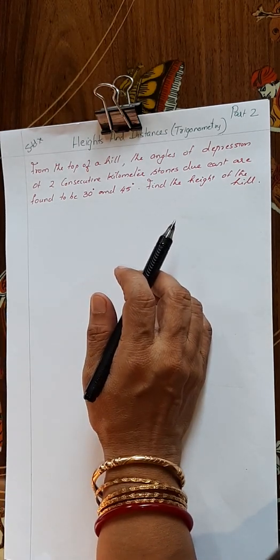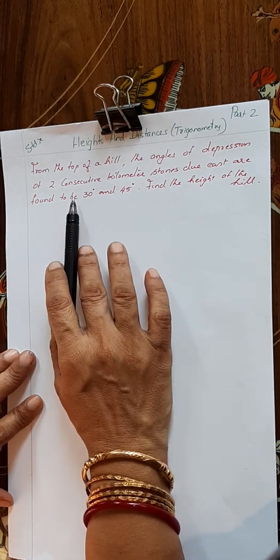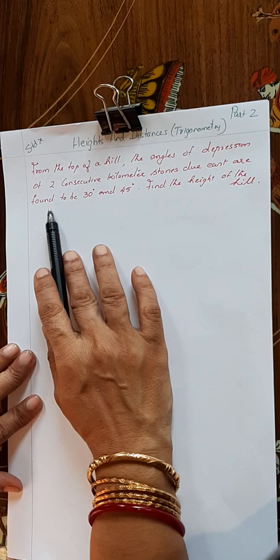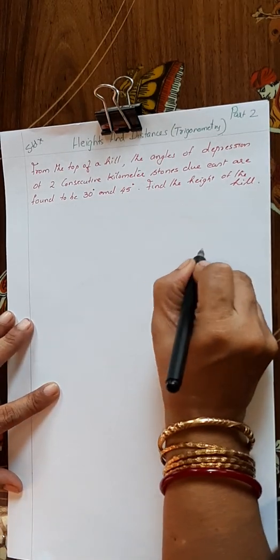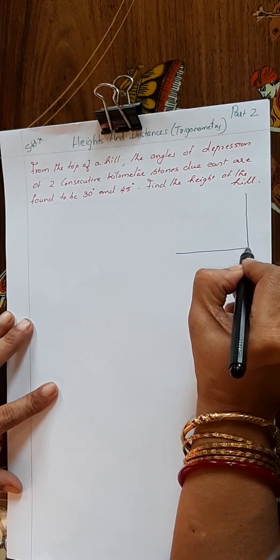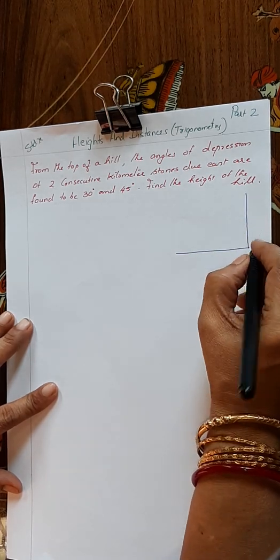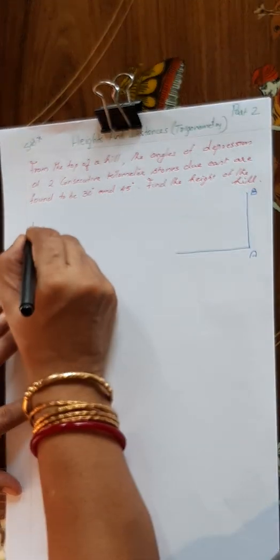From the top of a hill, the angle of depression of two consecutive kilometer stones due east are found to be 30 and 45 degrees. Find the height of the hill. So now let this be the ground and let this be the hill. AB is the hill.